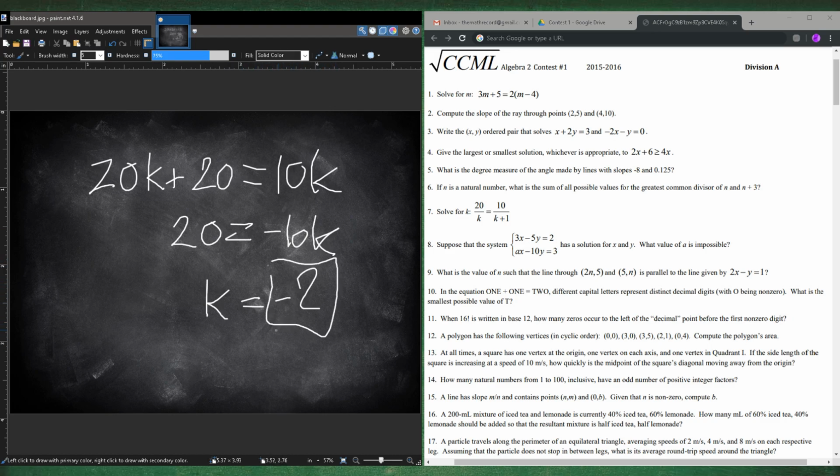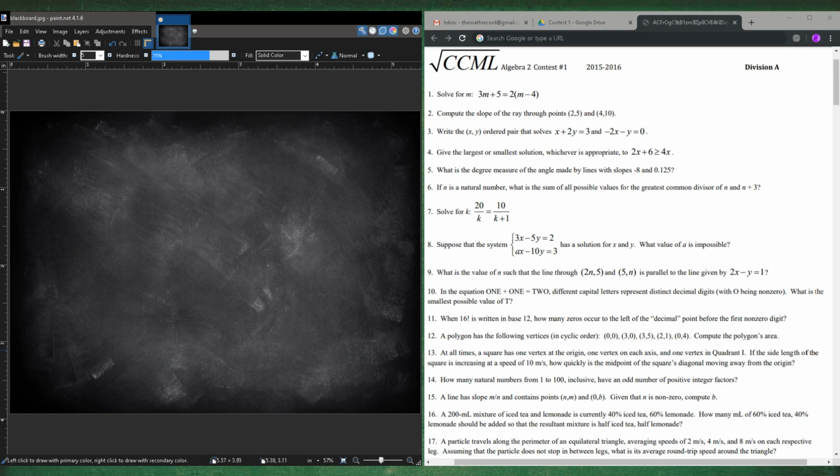Just make sure that this answer isn't like, imagine this answer was negative 1. Then it would not be an answer, because with k equal to negative 1, k plus 1 is 0, and it can't be undefined. So make sure that it's a possible answer. But since it's negative 2, it works.